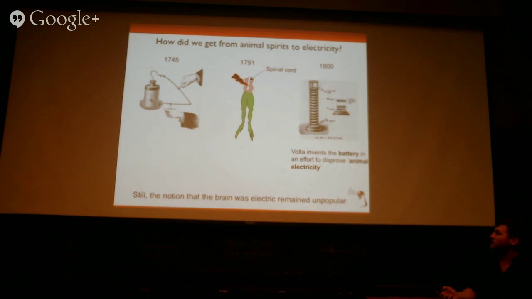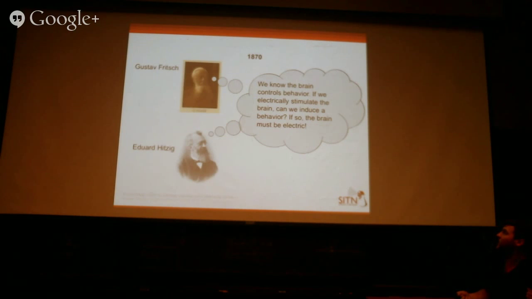Okay, so Galvani gave us a hint, but people didn't believe him, and this persisted for 70 more years, and it brings us to two German scientists that did the experiment that really cracks it open and changed the way that we view the brain and neuroscience forever. They're like, okay, well, we know that the brain controls behavior, right? No brain, no behavior. And so let's do a Galvani-esque experiment, and let's electrically stimulate the brain and ask if we can induce behavior, right? And if so, the brain must be electric.